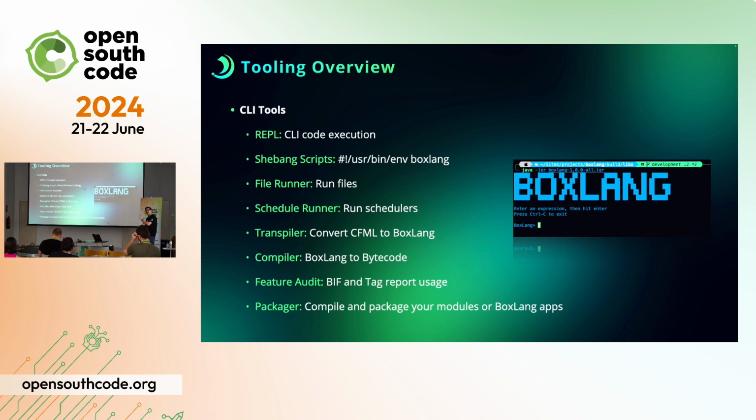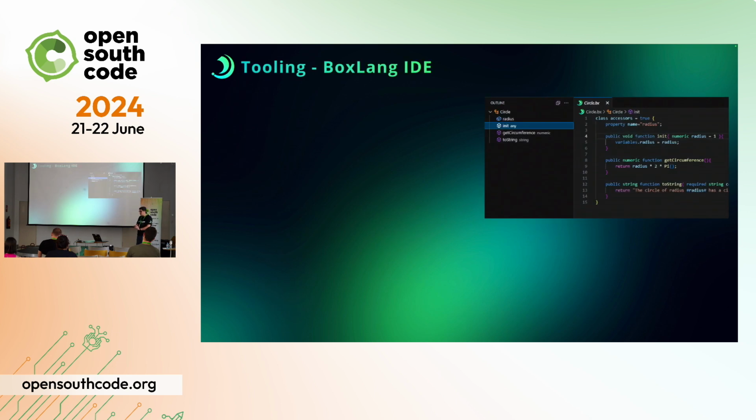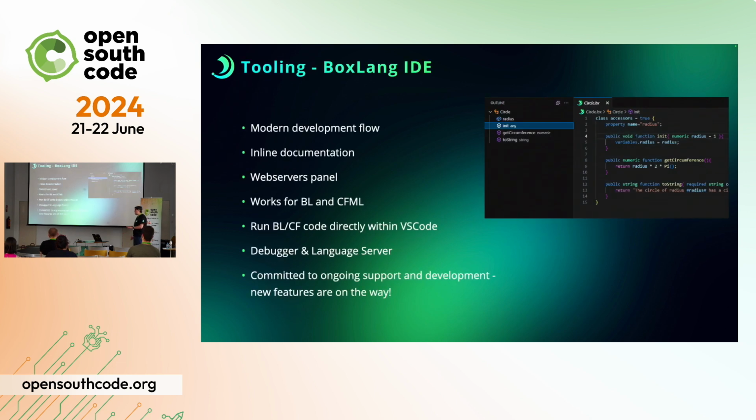If you already have CFML code, you can transpile it to BoxLang. You can compile, so just like javac, you have the compiler. Feature audit also allows you to know what functions and components you're using in your code. And then a packager that we're working on in order to package your applications. That's coming soon. But to focus a little bit on the IDE, we really wanted a modern development flow.